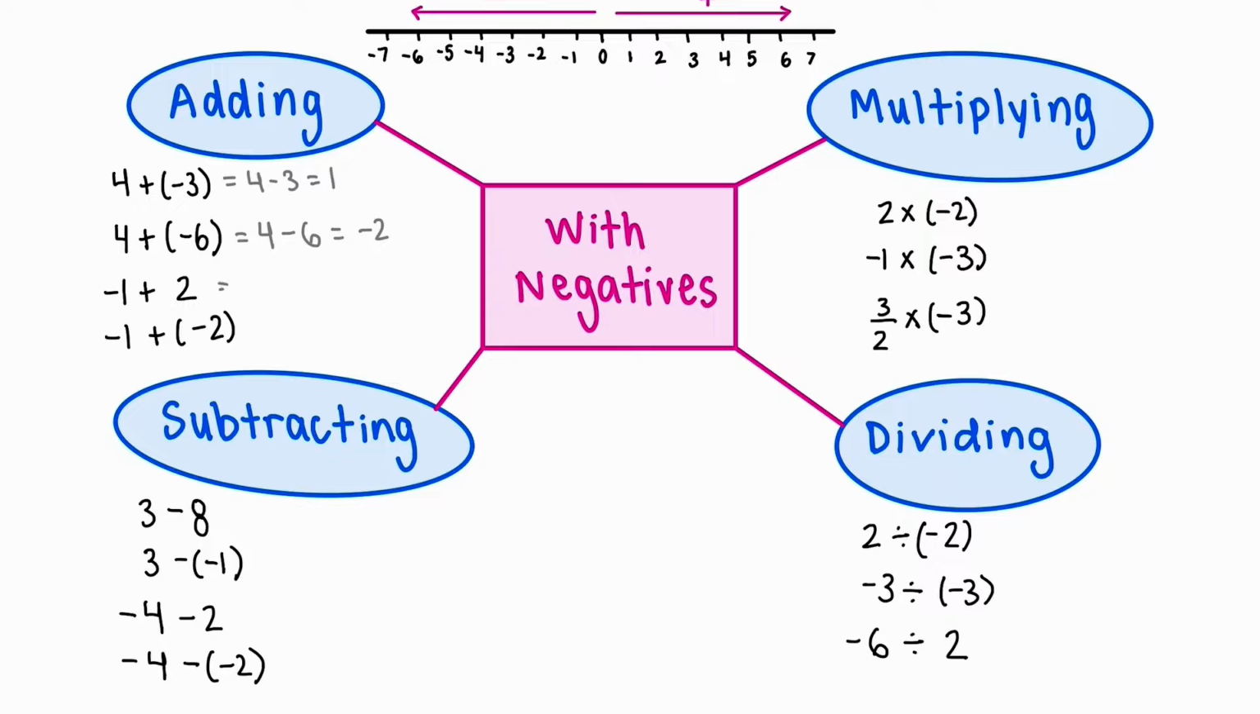In this next example, we have negative 1 plus 2. So we're starting at negative 1 and we're going forward 2, to the right 2. So we end up at 1. And lastly, we have negative 1 minus 2. Again, when we're adding a negative, that's the same as just subtracting. So negative 1, and we go backwards 2, we end up at negative 3.